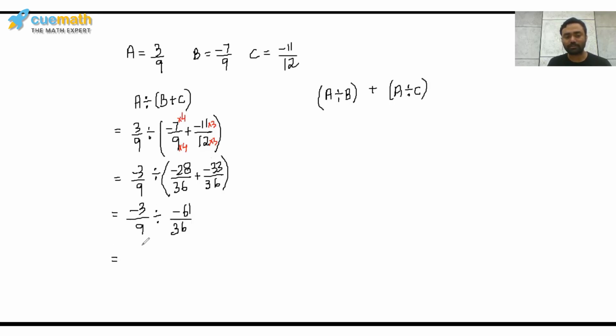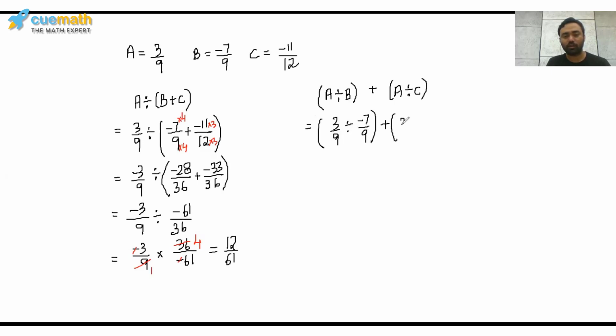Now to solve this division part, we are going to change this to multiplication, and then there will be a reciprocal of this fraction. So 36 over negative 61, where we see that if we multiply the two negative signs, we can still cancel them, and 9 ones are 9, 9 fours are 36. Eventually we are going to get 3 fours are 12, so 12 over 61. So this is the value of the first expression. Let's quickly solve the second expression now, where A is 3 over 9 and this is divided by negative 7 over 9. Again A is 3 over 9 and is being divided by negative 11 over 12.